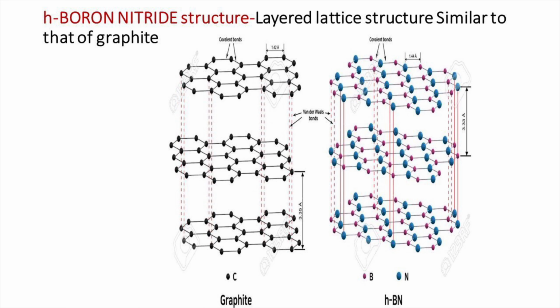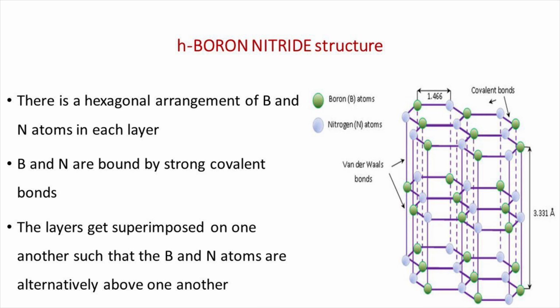The hexagonal boron nitride structure is a layered lattice structure which is similar to that of graphite. In the hexagonal boron nitride structure, there is a hexagonal arrangement of boron and nitrogen atoms in each layer. The boron and nitrogen atoms are bound by strong covalent bonds. The layers get superimposed on one another such that the boron and nitrogen atoms are alternately above one another.